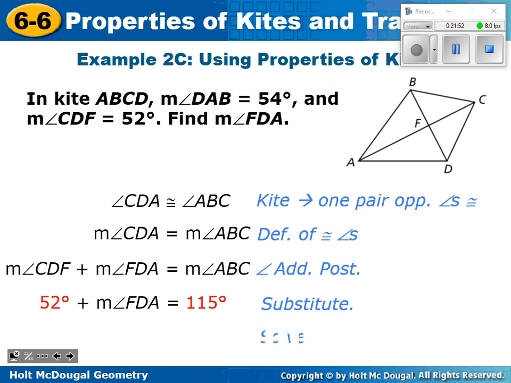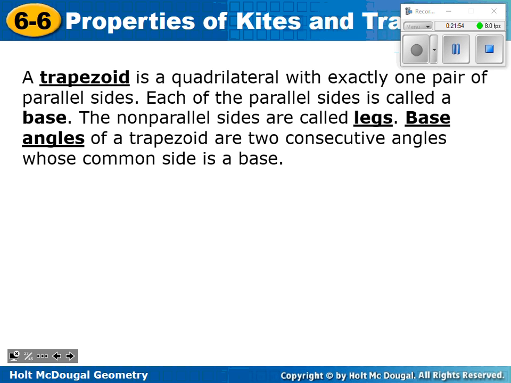Skipping a lot of examples. We'll come back to them. Let's get to the properties of the trapezoid. Okay? Trapezoid.